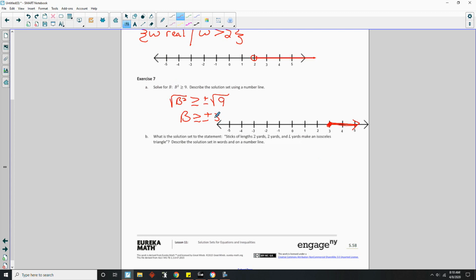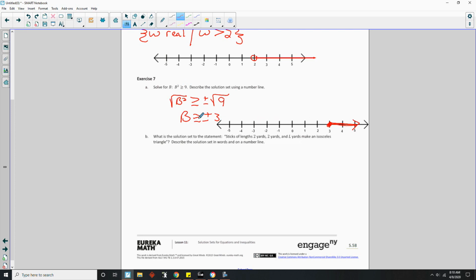But what about values greater than -3? Well, then that would put a dot here. Don't do this yet, just watch. And go this way, and then we're overlapping our original answer and going back 6 units from 3 to -3. All right, but that may not be the solution. Choose 0. 0 squared, is that greater than or equal to 9? No, that's false. So these values are all false.